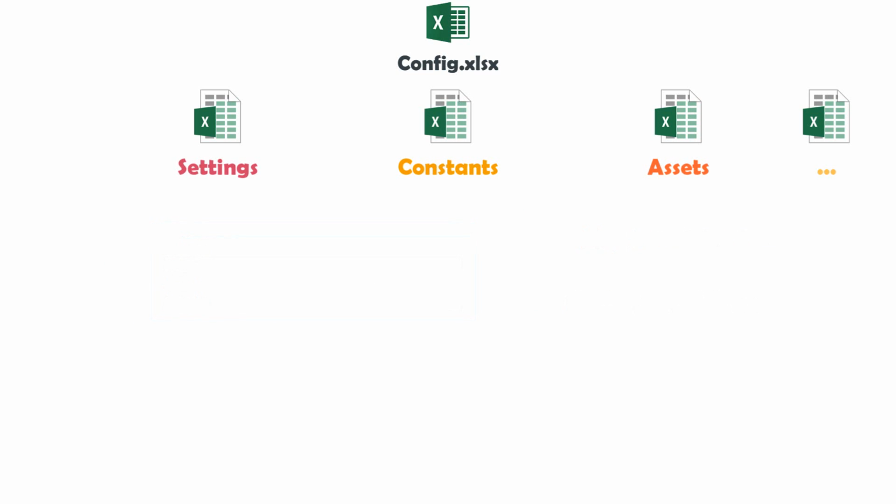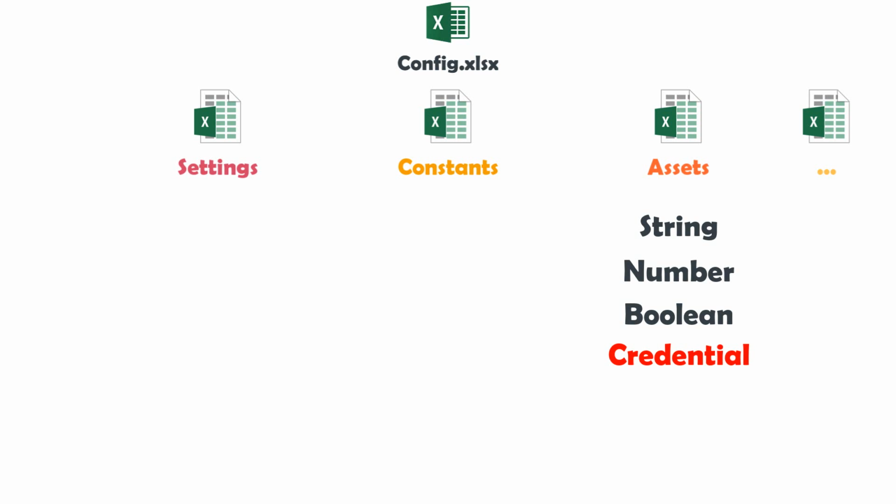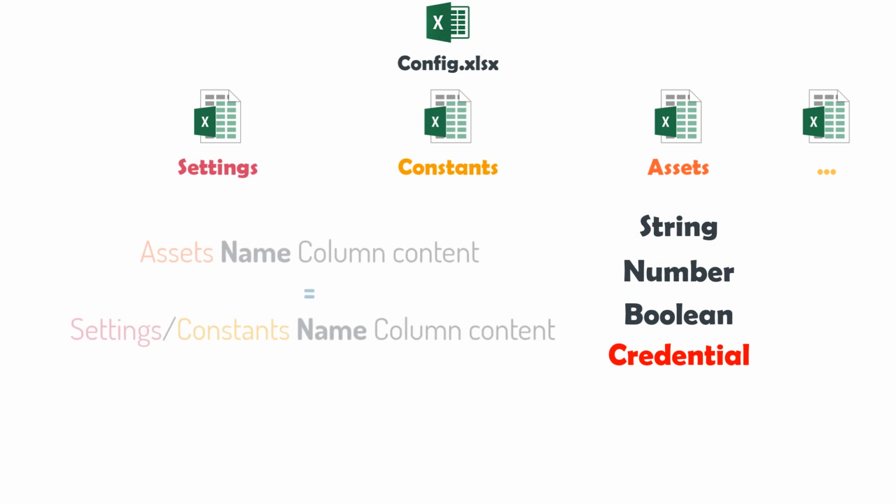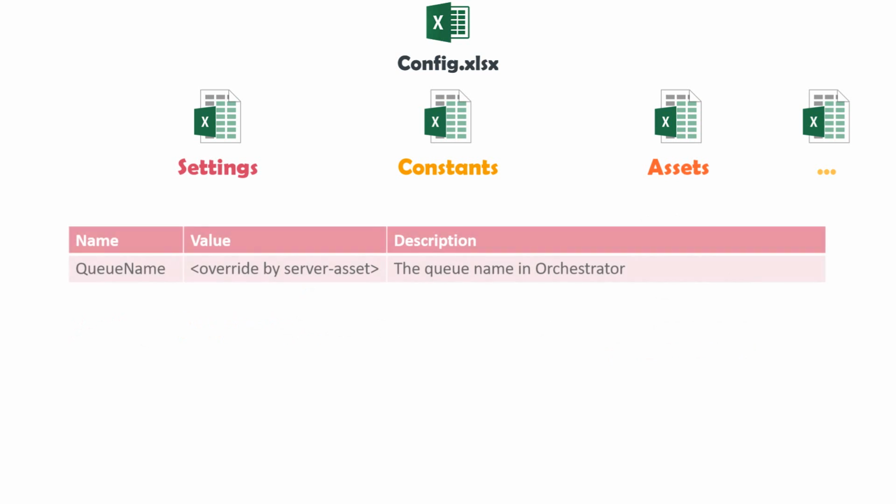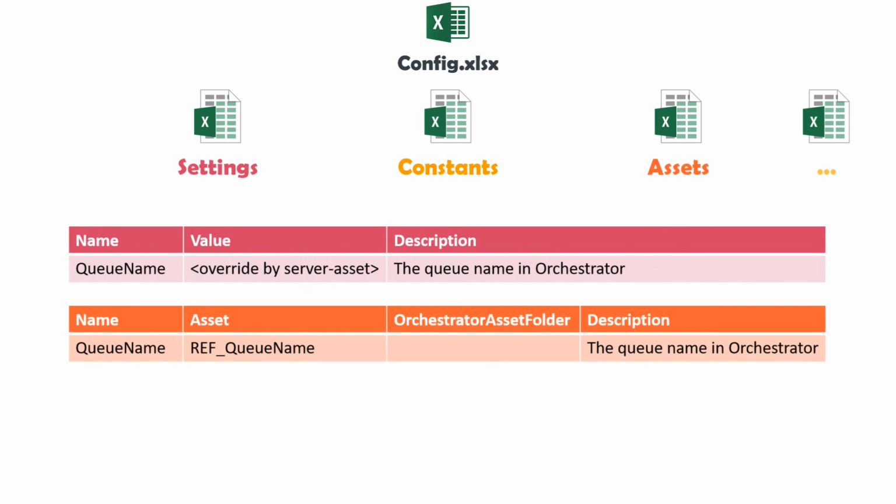But it is important to know that we can use this sheet only for simple assets, like string, number, or boolean. But we cannot use it for credentials assets. And the second important thing to know here is that the name in assets should be the same as in the first two sheets, so that we can overwrite it. For example, in the settings sheet we define this line. And in the assets sheet we define this line. As you see, we have the same name in both sheets.